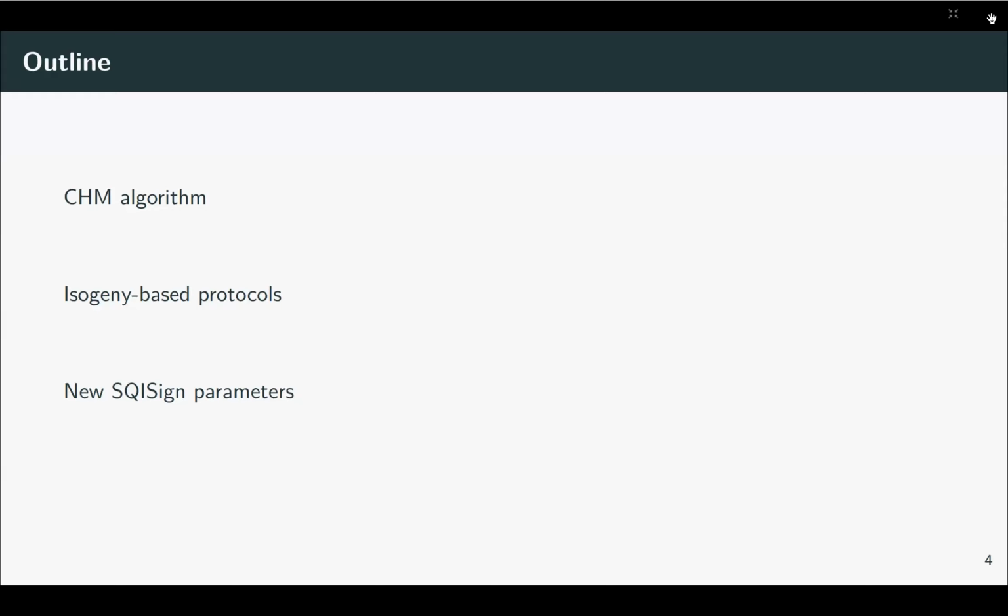So this is how I'm going to outline this presentation. I'm going to start by going over the CHM algorithm. Then I'm going to talk about how twin integers actually apply, so looking at protocols. And to wrap things up, I'm going to talk about the actual speed-up parameters that we found using the CHM algorithm, plus some other things.